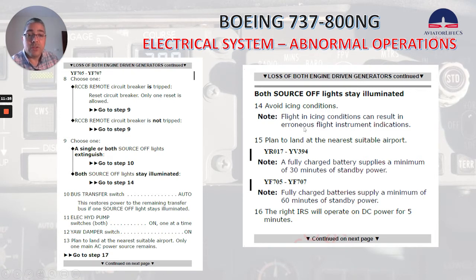Avoid icing conditions. Note, flight in icing conditions can result in erroneous flight instrument indications. Plan to land at the nearest suitable airport. On these models, it says a note, a fully charged battery supplies a minimum of 30 minutes of standby power. This is if we don't have the auxiliary battery. In case we have one, the fully charged batteries supply a minimum of 60 minutes of standby power. Step 16 says the right IRS will operate on DC power for 5 minutes only.